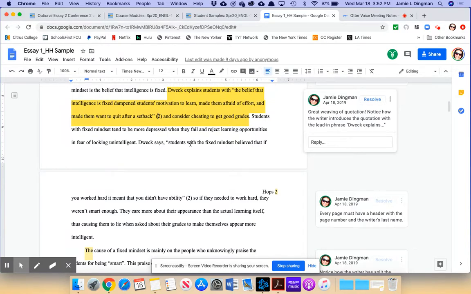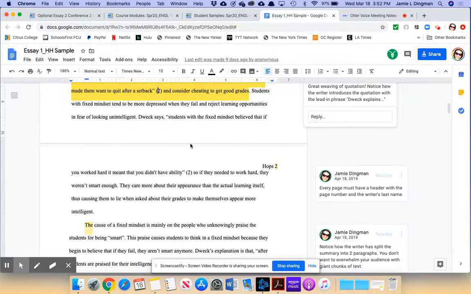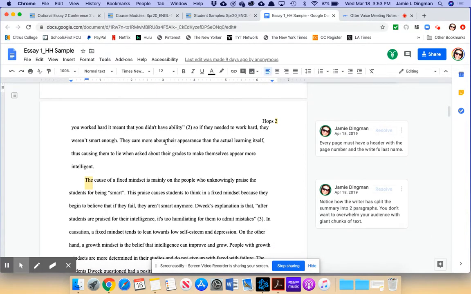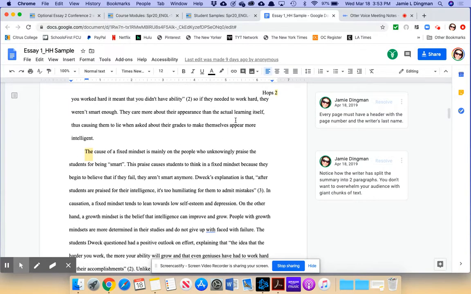Okay, so carrying on. Students with a fixed mindset tend to be more depressed when they fail and reject learning opportunities in fear of looking unintelligent. Dweck says, quote, students with the fixed mindset believed if you worked hard, it meant that you didn't have ability, end quote. So, if they needed to work hard, they weren't smart enough. They care more about their appearance than actual learning itself, thus causing them to lie when asked about their grades to make themselves appear more intelligent. Okay, so that's her section on the fixed mindset.